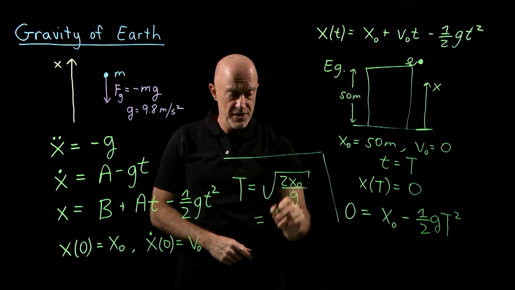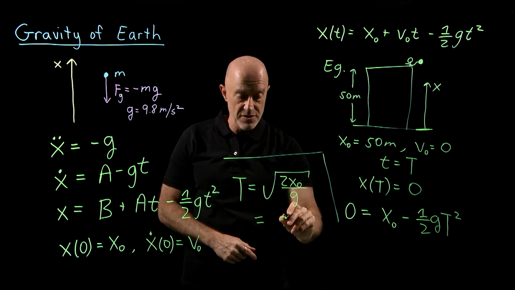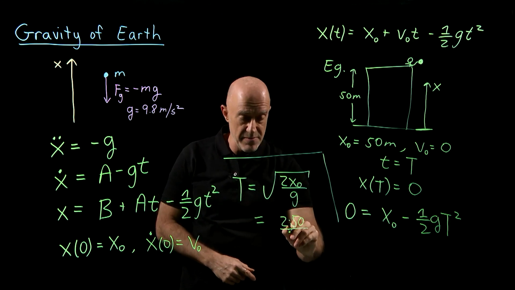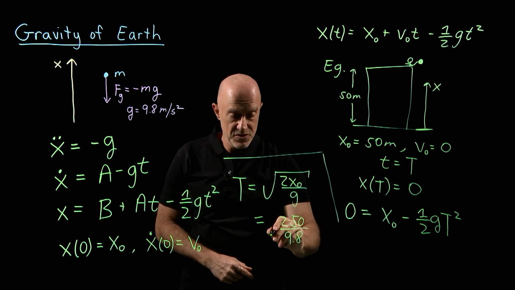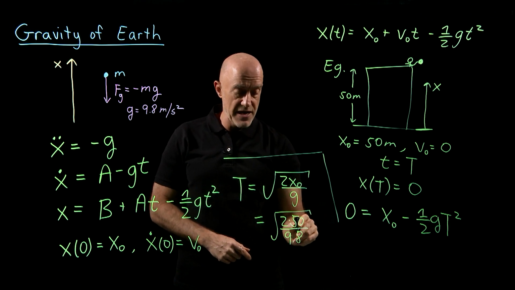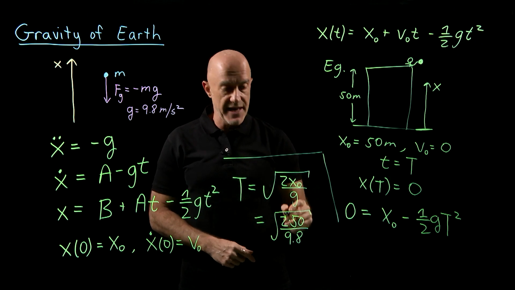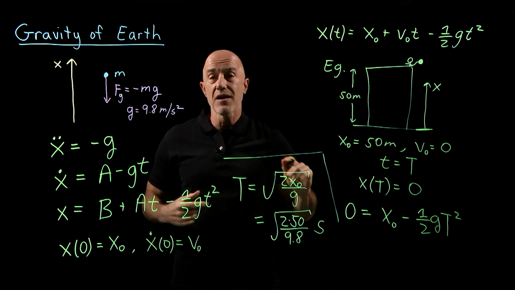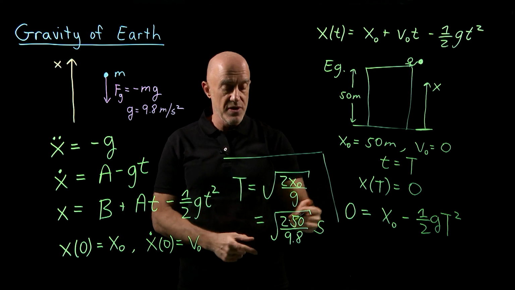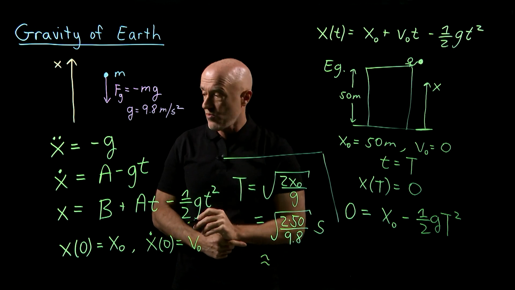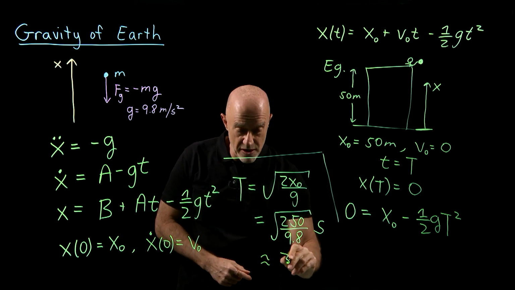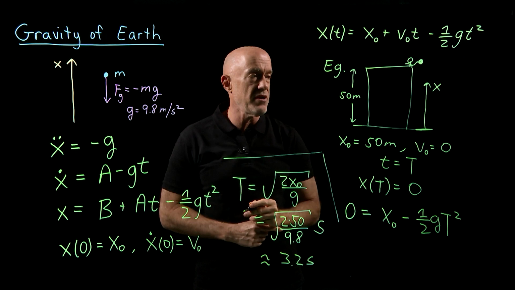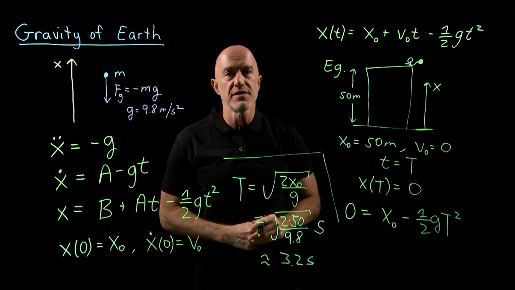If we plug in the numbers, we would get 2 times x naught, so 2 times 50 meters, divided by 9.8 meters per second squared, square root. So meters divided by meters per second squared gives us seconds squared. So when we take the square root, we would get seconds. So it's about 100 divided by 10, square root, so about the square root of 10. This works out to be 3.2 seconds.